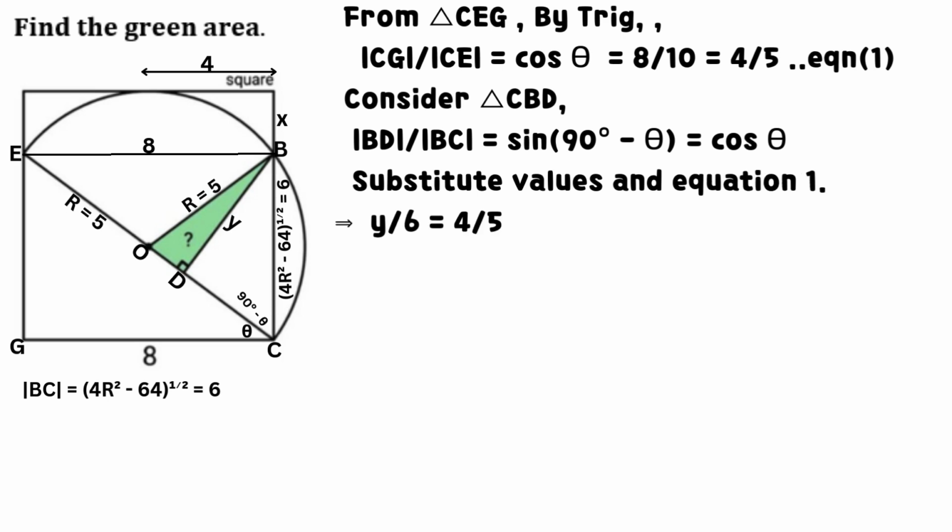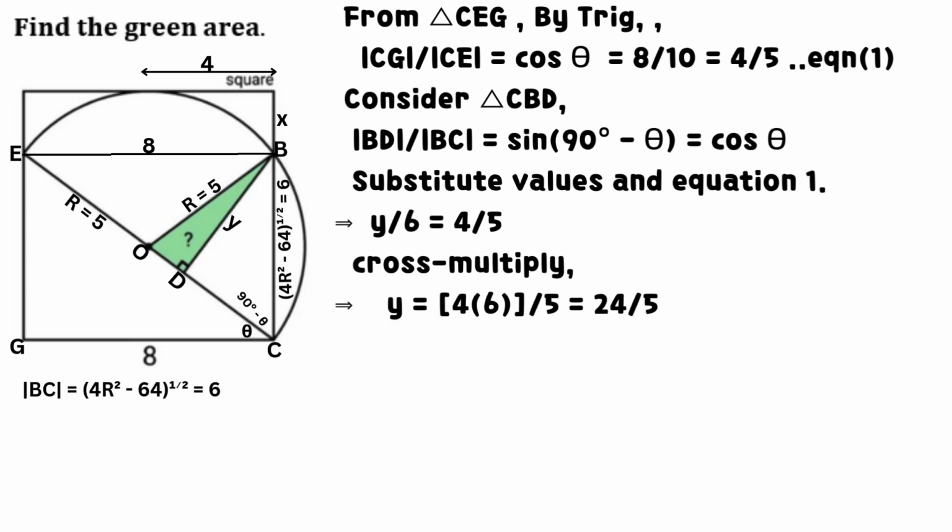Consider triangle CBD. Line BD divided by line BC equals sine of 90 degrees minus theta, which equals cosine theta. Substitute values and equation 1. We have that Y divided by 6 equals 4 divided by 5. Cross multiply so that Y equals 4 times 6, all divided by 5, which equals 24 divided by 5.